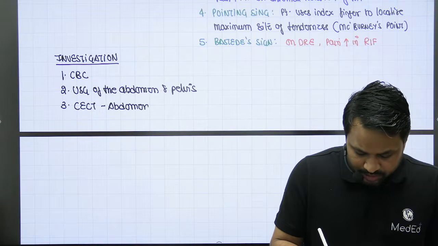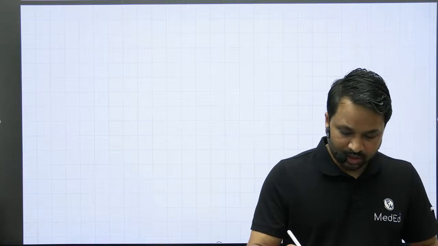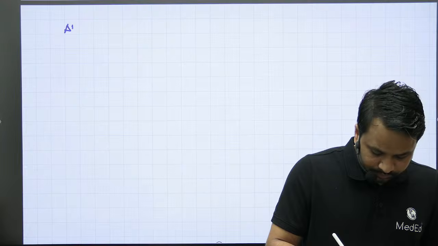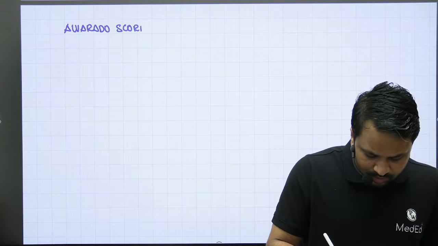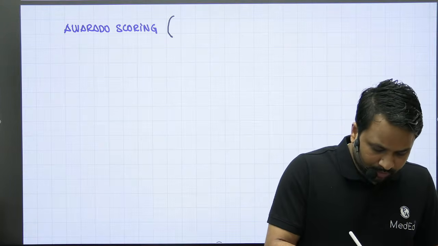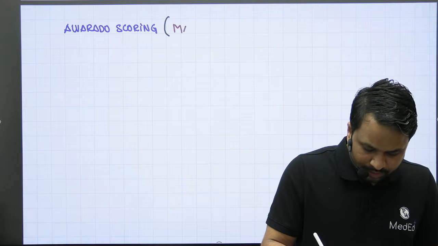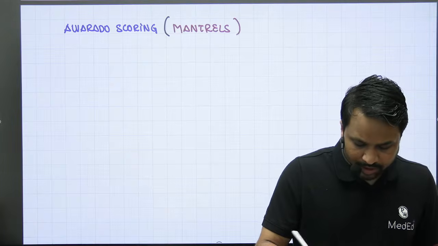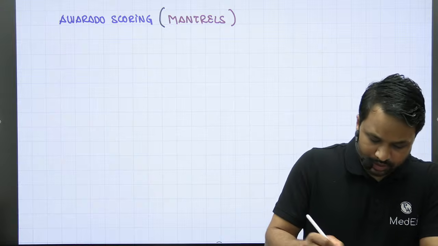But more importantly, clinically, we have a scoring which is called the Alvarado scoring system for acute appendicitis. Now, the mnemonic to remember the components of the Alvarado scoring system is what we call MANTRELS. So we'll talk about MANTRELS as the mnemonic to remember all the important points about the Alvarado scoring system.